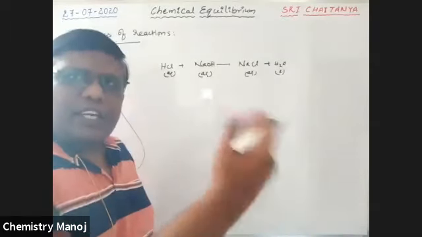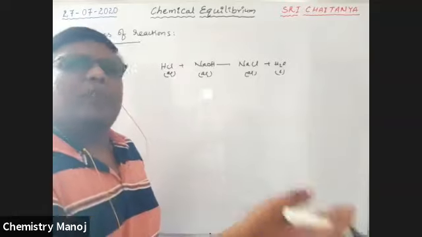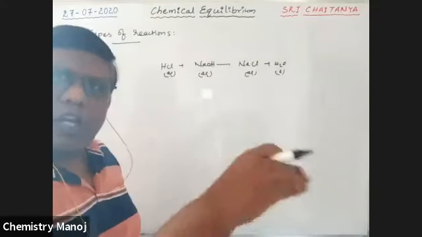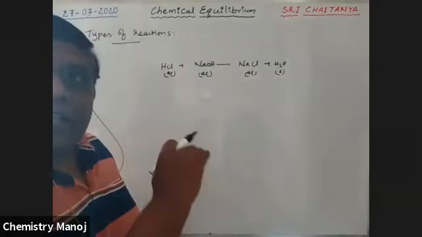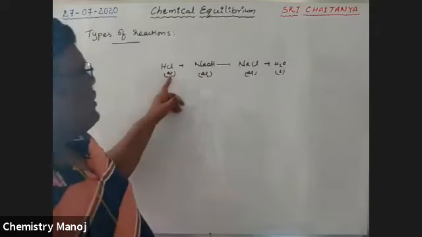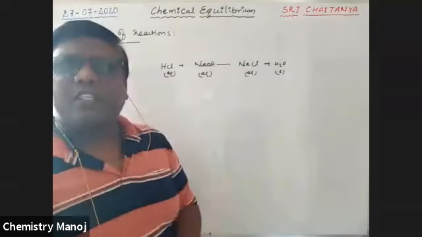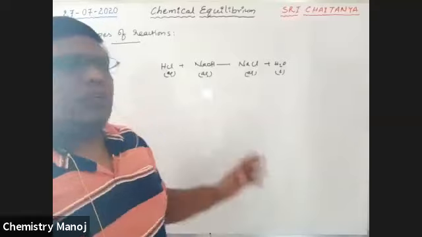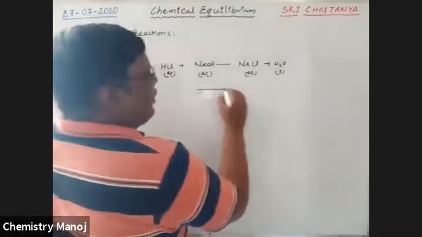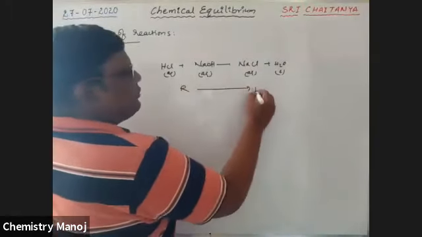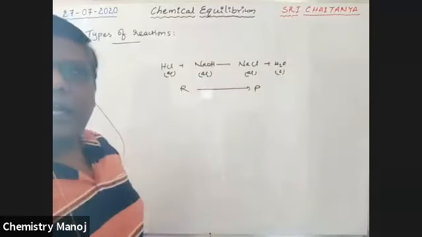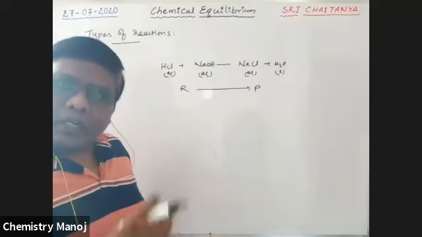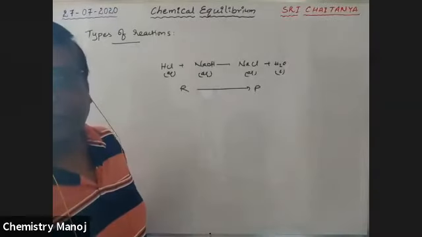That is the energy: how much energy is released, how much heat is released, or how much heat is absorbed. That is totally a thermodynamic concept. But we are taking directional reactions. So here HCl reacts with NaOH, it gives NaCl plus H2O. It is a neutralization reaction. So this is only possible from reactants to products. Reactants are changed to products, but products are not changed to reactants.